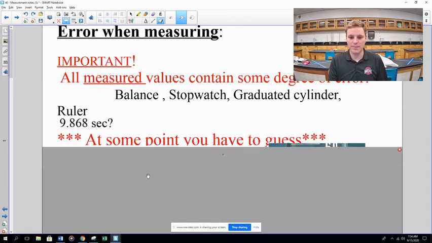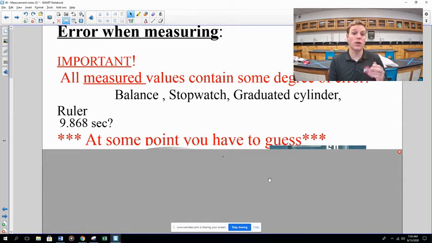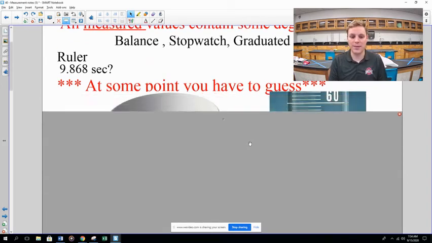And why is that? Because at some point, you have to guess. So you remember reading graduated cylinders. At some point, you had to guess there. And the moment that you guess, or estimate is what we properly call that, you're no longer sure. So yesterday we talked about, okay, keep measuring until you estimate exactly one time. Well, once you estimate one time, you're no longer sure. If you're no longer sure, that means there's a little bit of error creeping into your measurement. It might not be a lot, but it's there. All measurements have an error.